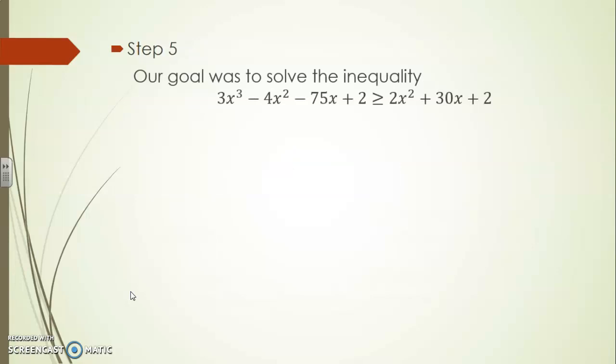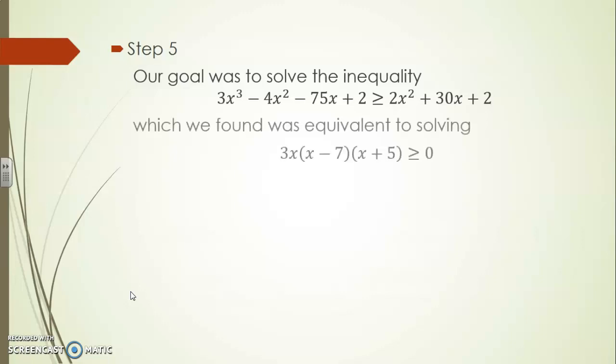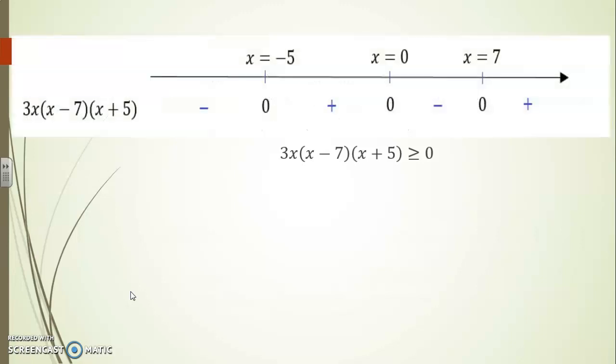Now remember that our goal was to solve this original inequality, but through algebra we had replaced it by an equivalent inequality, which was that 3x(x - 7)(x + 5) had to be greater than or equal to 0. So on our number line, we're looking for all values of x that provide either a result of 0 or a positive outcome.